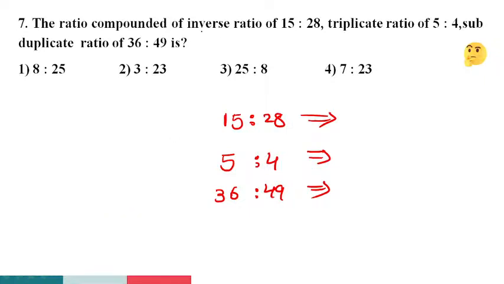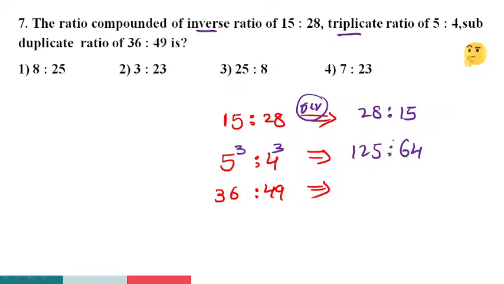What is the first statement, guys? Here, the inverse ratio of 15 is to 28. The inverse ratio is 28 is to 15. Two quantities are given; just remember to reverse, guys. Next, 5 is to 4, the triplicate ratio. Triplicate ratio formula: A cube is to B cube. It means 5 cube is to 4 cube. 5 cube is how much? 125. 4 cube is how much? 64.